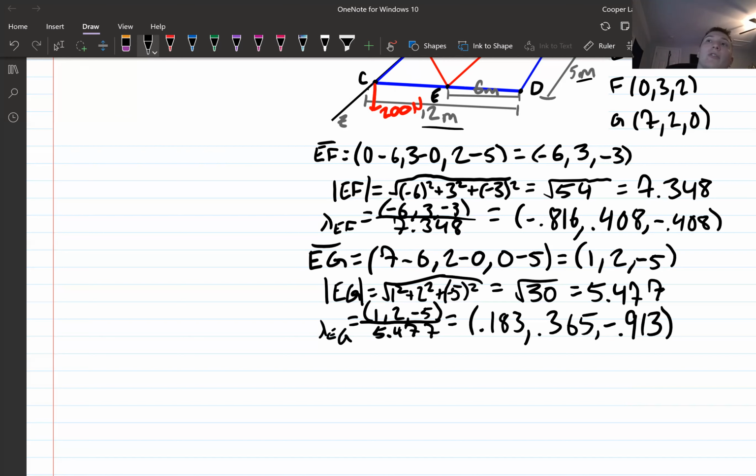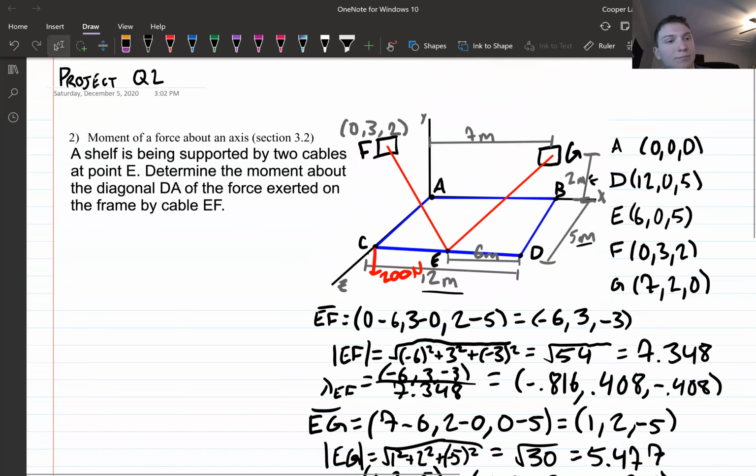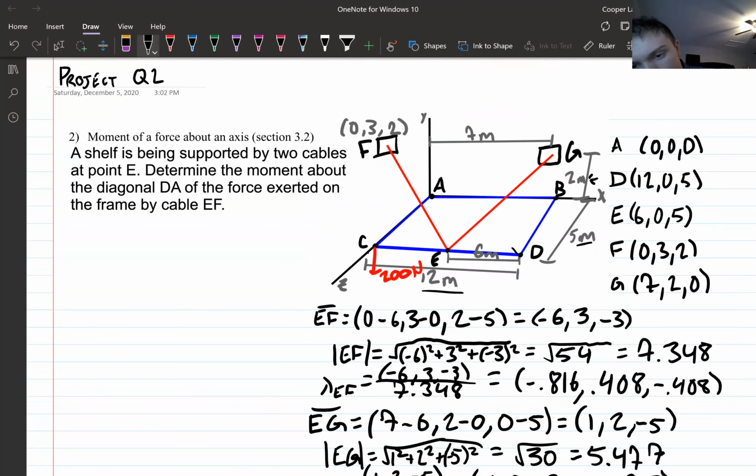So what I'm now going to start doing is I'm going to try to solve for my tensions, because I want to find the moment about the diagonal dA of the force exerted by cable EF. Now, dA would be this. That's going to be dA. However, first, in order to find that using EF, we actually have to solve for EF. So that goes back to using what we did in the last video.